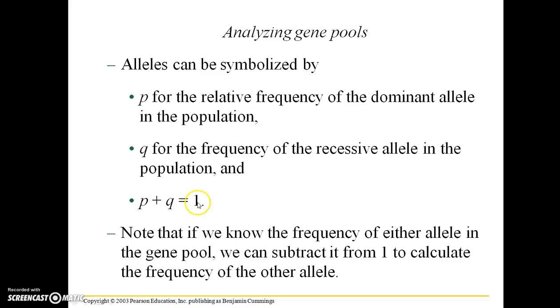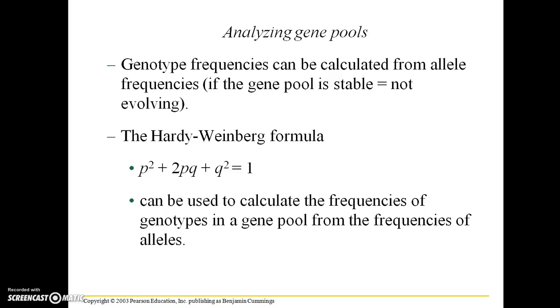So P plus Q is going to equal 1 or 100%. Note that if we know the frequency of either allele in the gene pool, we can subtract it from 1 to calculate the frequency of the other allele. And if any of you are like me and are not so keen on the mathematics side of biology, bear with me. I'm not going to ask you to do any difficult calculations, and this is a fairly straightforward concept. So I'll try to keep it as manageable as possible for you.